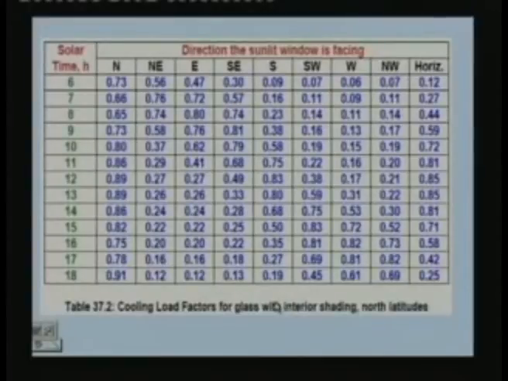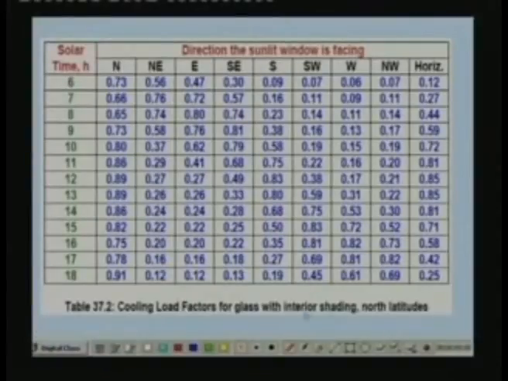For example, this shows a typical table for cooling load factors for glass with interior shading, and this is applicable to north latitudes. You can see that these are all the CLF values. Everywhere it is less than 1, and this is a function of the solar time. So it varies with solar time, and it also varies with the orientation of the window.